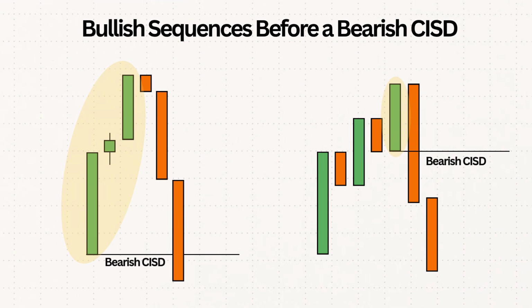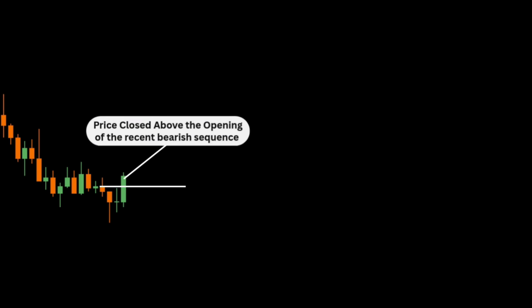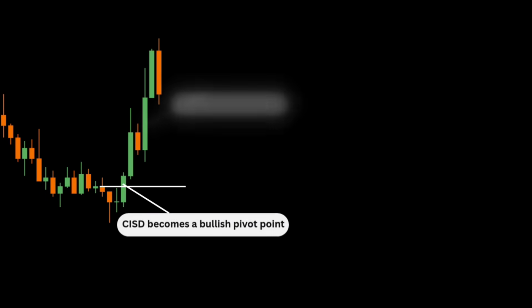So now that we understand both bullish and bearish CISD conceptually, let's move on to some real chart examples and see what this actually looks like in live market structure. At the beginning here, we can see price delivering bearishly overall. Sellers were still maintaining control of the market and price was gradually pushing lower. But then notice this move right here. Buyers suddenly step in with strong bullish momentum, pushing price upward aggressively and closing above the opening of the most recent bearish candle sequence. This marks our first bullish CISD. And notice how this point eventually becomes a pivot point for buyers to continue pushing price higher afterward.